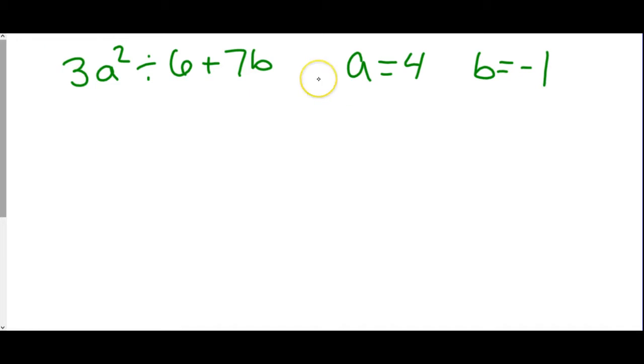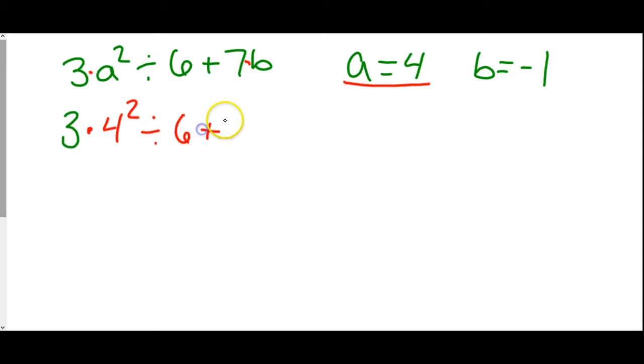Before we can even apply our order of operations, we have to replace. We know the letter a is 4. So 3 times, now they didn't write it in, but there is a multiply sign between the 3 and the a. They assume you know that it's there. Same thing between the 7 and the b. When there's a number touching a letter, there's really a multiply sign. So we have 3 times 4 squared divided by 6 plus 7 times -1.